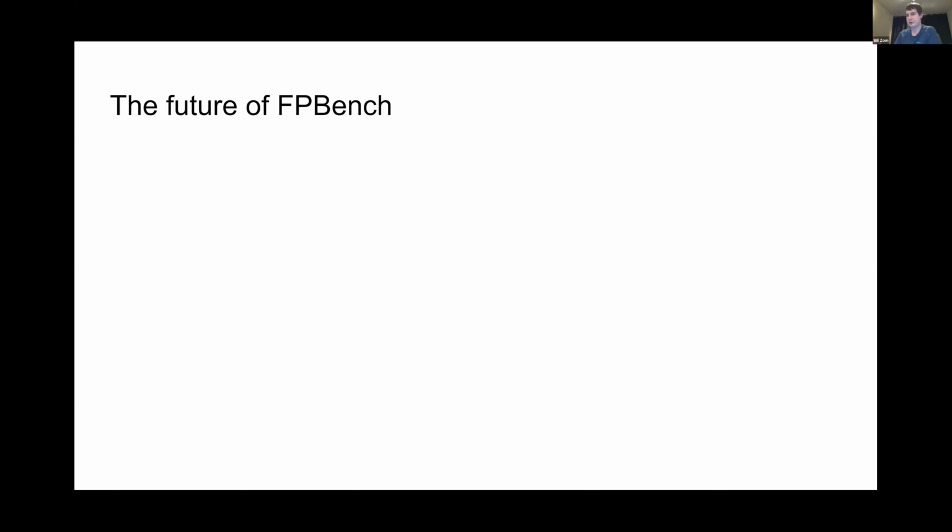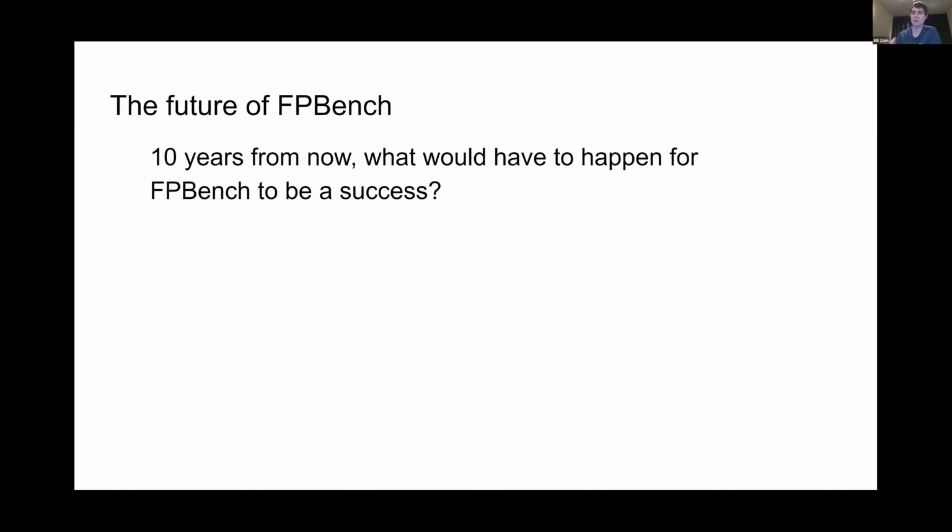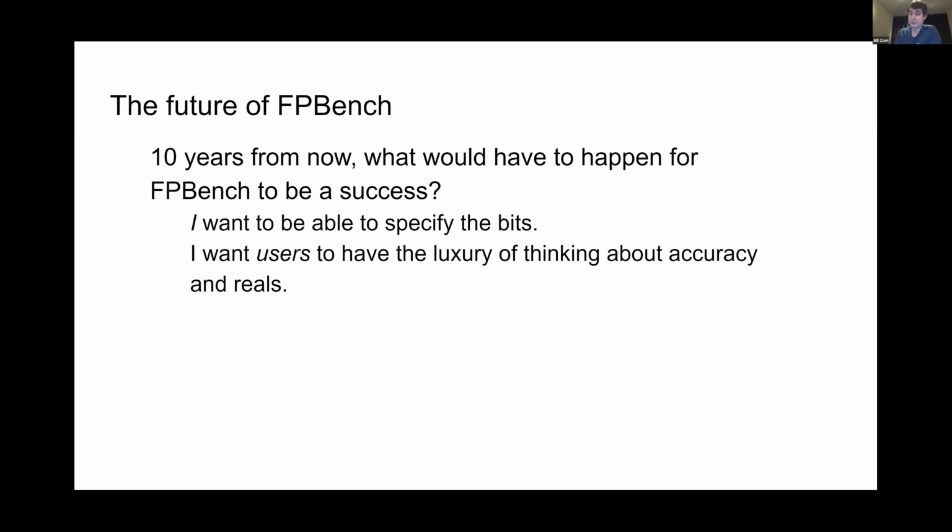And really, this is, I think, a question about the future of FPBench as a whole. What do I think has to happen for FPBench to be successful in my mind? There are two main points here, right? I want to be able to specify the bits easily. I'm a library builder. I care about the bits. I will always care about the bits. But I want to be able to finish that off well enough that users aren't worried and have the luxury of actually thinking about numerical things in the way that makes sense, worrying about accuracy instead of wondering whether the sign of NaN is 1 or 0, because who cares? That shouldn't be an issue that consumes our time.